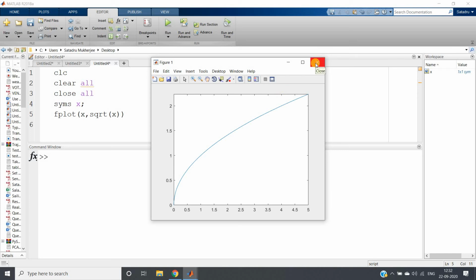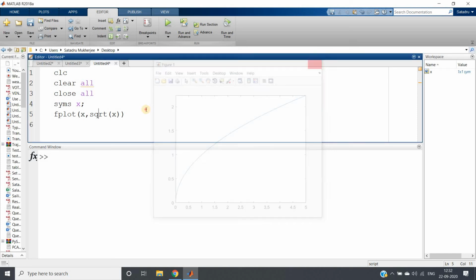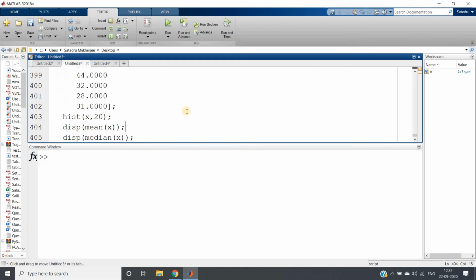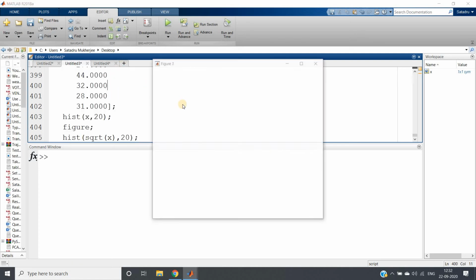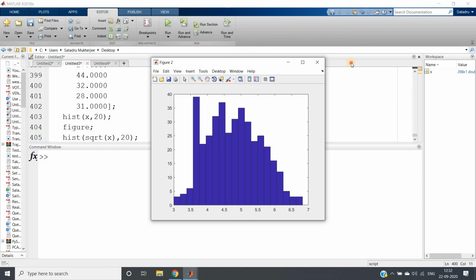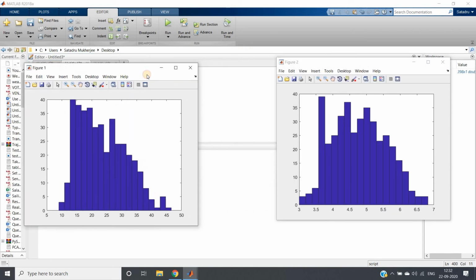Now let's apply the same on the dataset, the positively skewed dataset we have, and see whether it changes the distribution or not. So I'll write figure, hist of square root of x, and I am going to plot 20 bins only. Let's see whether this transformation, which is also called square root transformation, changes the distribution from positive skewness to Gaussian distribution or not. See, it is doing that perfectly.